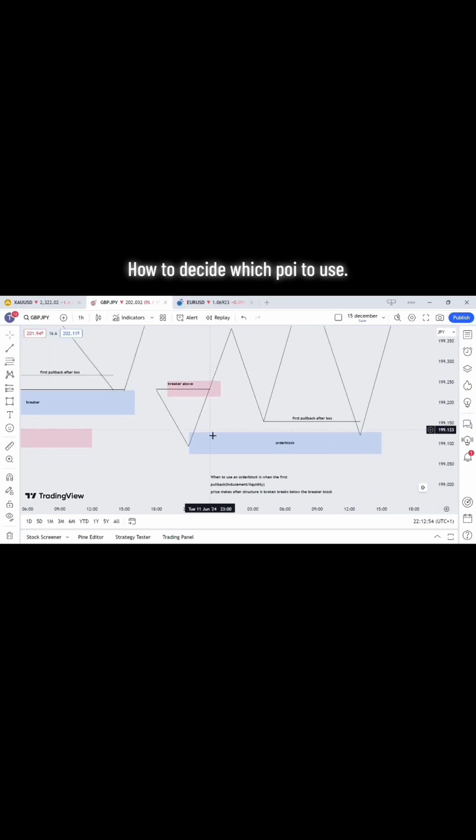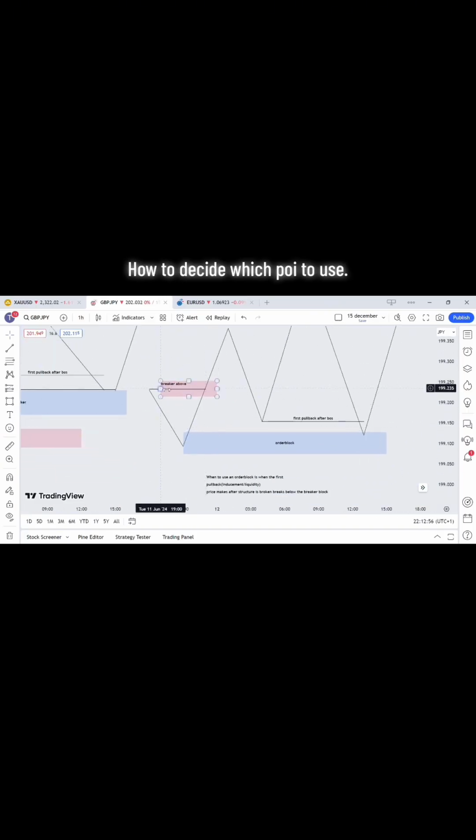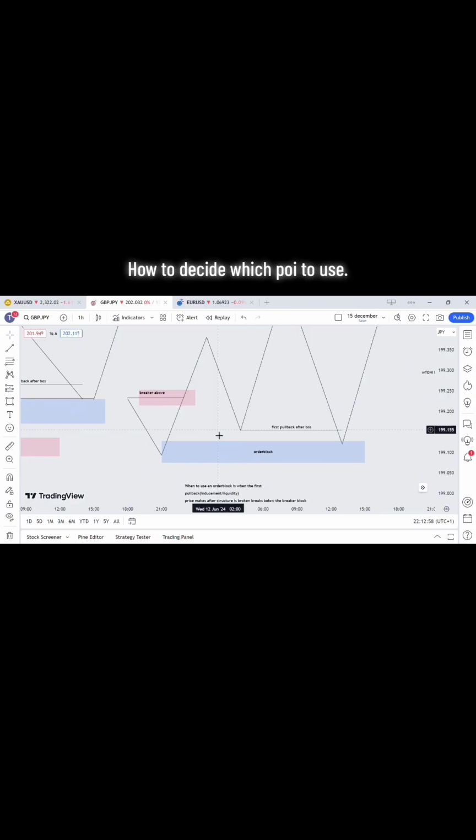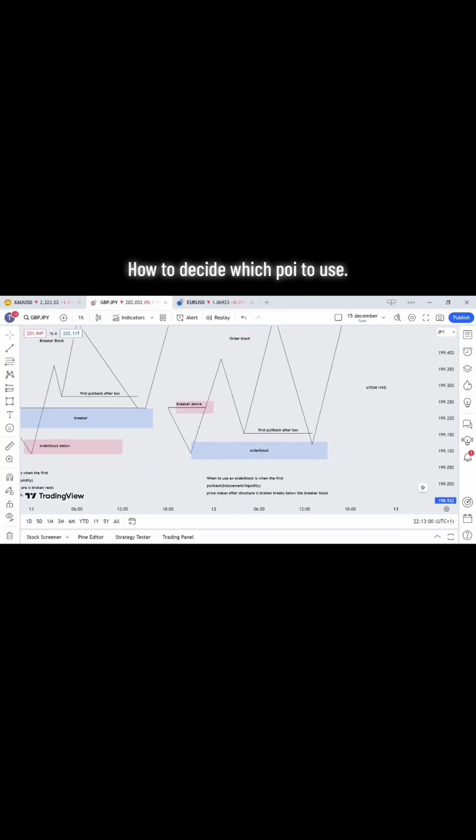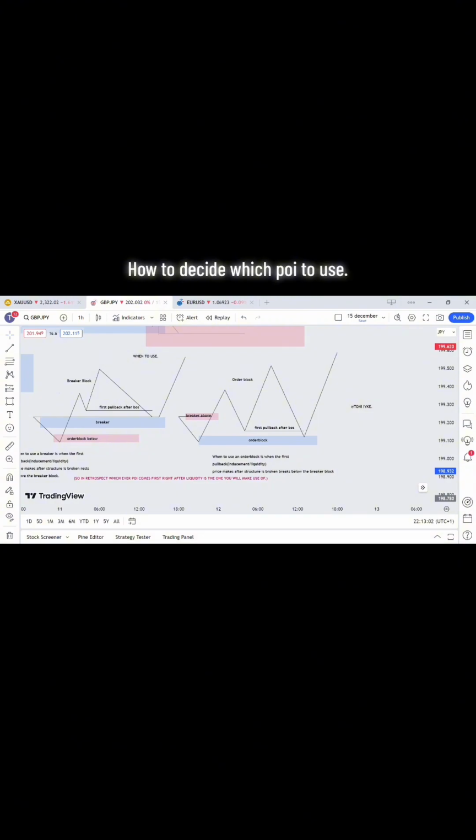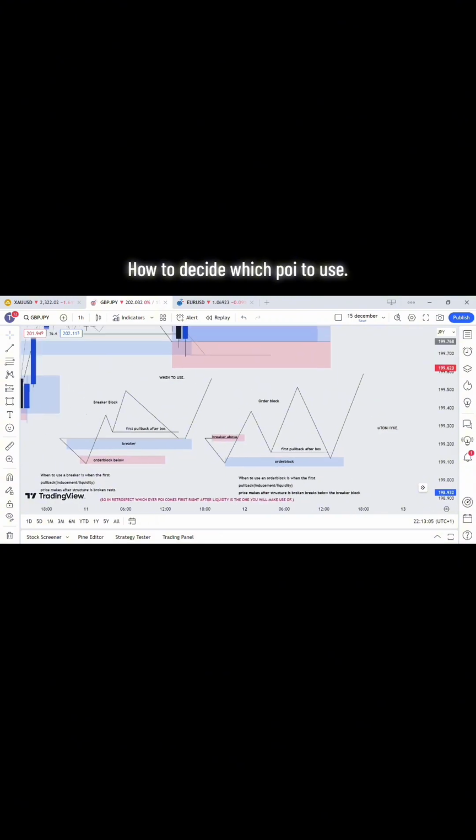But after price broke out and the first pullback mitigated that breaker, or even went below it, then you're going to make use of the other block below that breaker, to take your buy. So that is it. Hope you all understand.